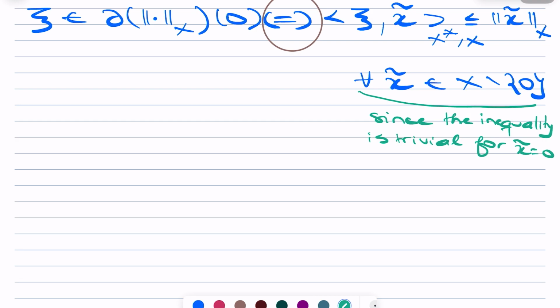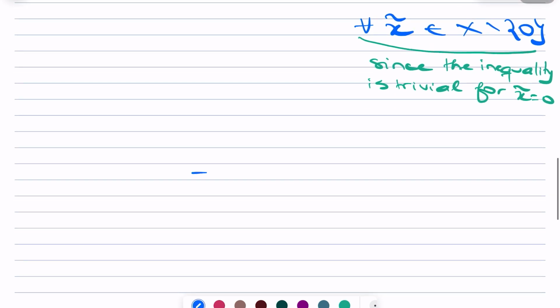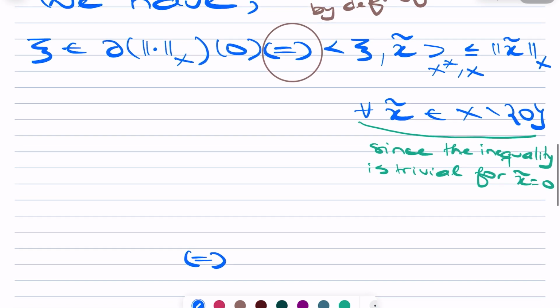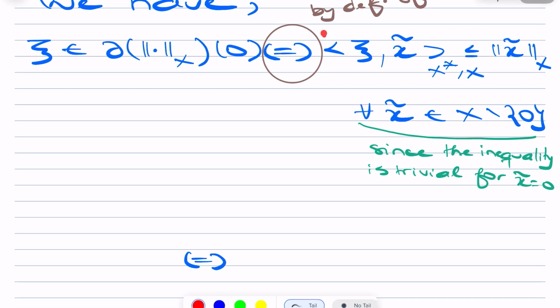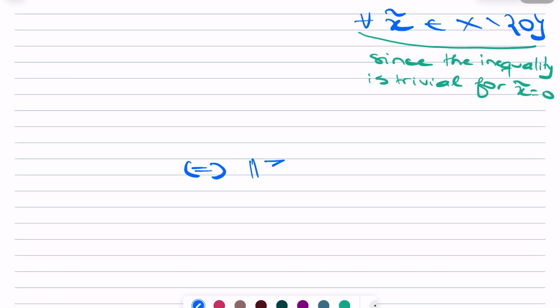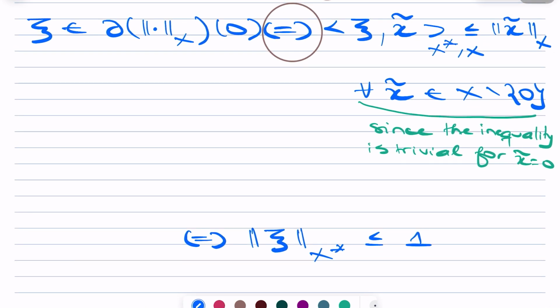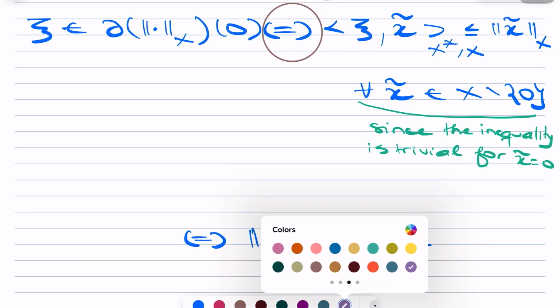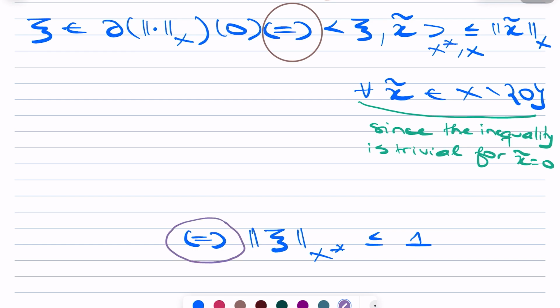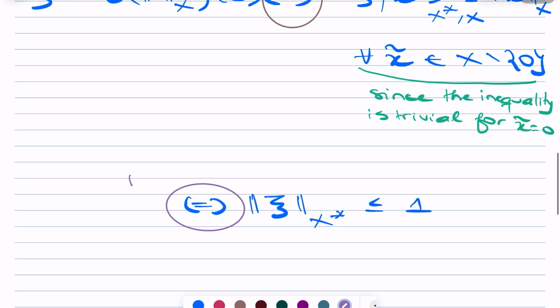Okay, and this is again equivalent to saying that, remember that these are linear bounded functionals, so this is actually equivalent to saying that the operator norm of x star is less or equal than 1. Let me write it down for you. This equivalence follows by definition of the operator norm.